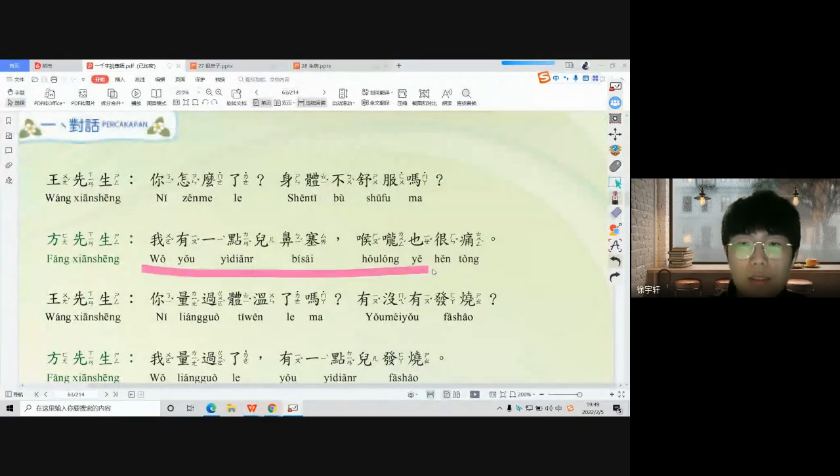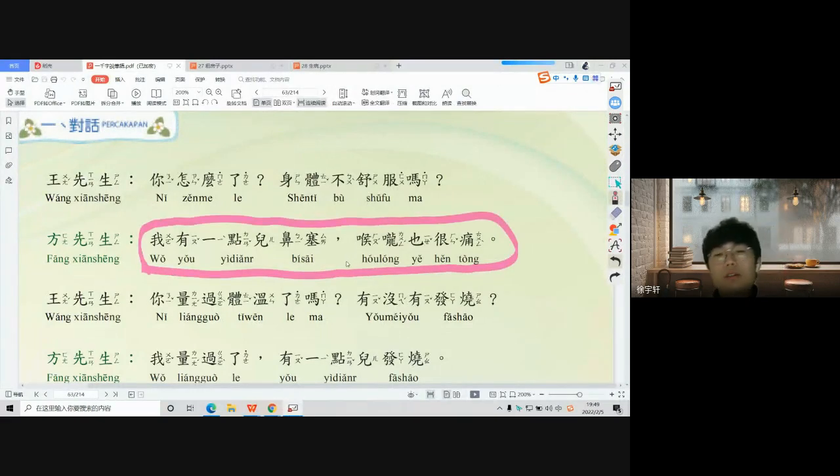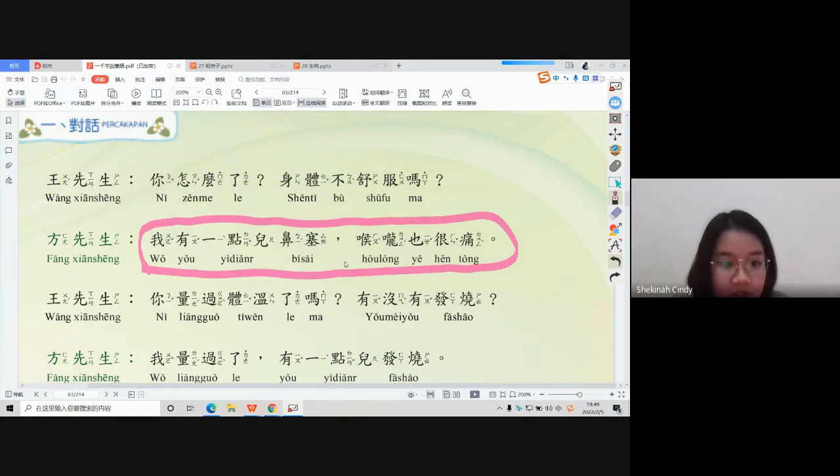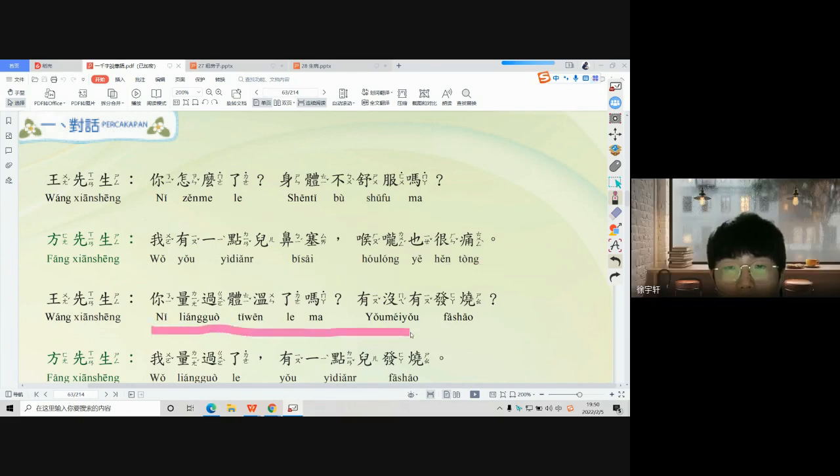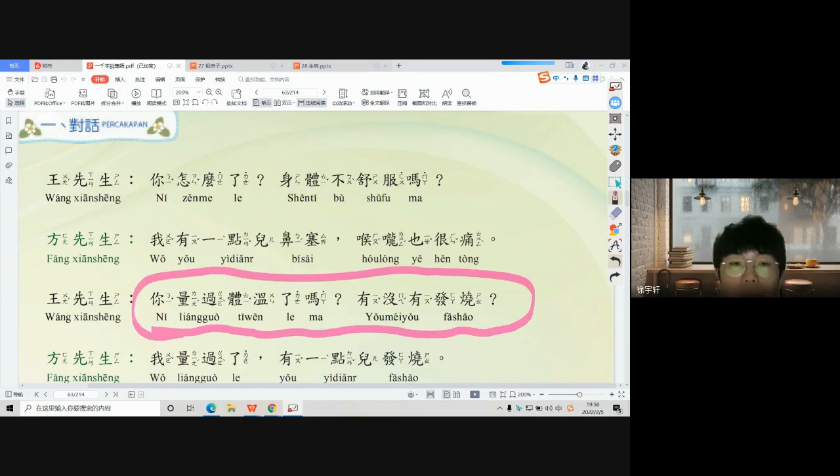So, this sentence, can you try to translate this one, or do you still have some questions? So I have a bit of nasal congestion, and my throat also hurts. Yes, correct. 你量过体温了吗？有没有发烧？Do you have some questions about this sentence?